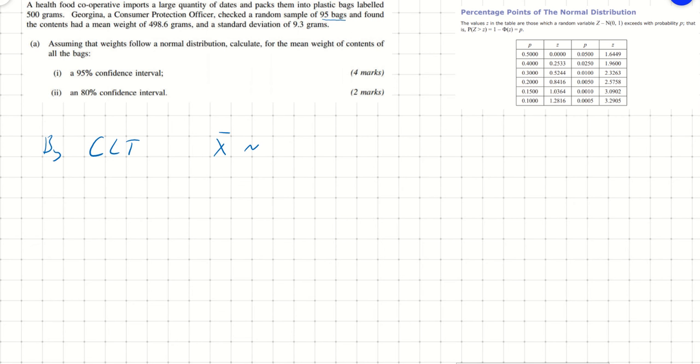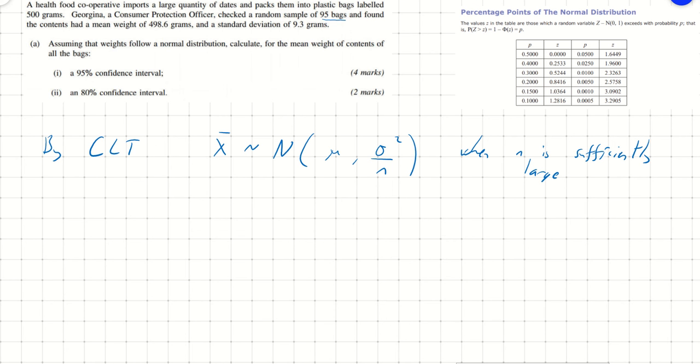mean has the distribution N, so the normal distribution, mu, sigma squared over n, when n is large enough, when n is sufficiently large. Well, in our example, we've got 95 bags, so n is 95, which is indeed sufficiently large. So even though we know nothing else about the distribution of mass of these bags, the Central Limit Theorem does apply. So this result holds.